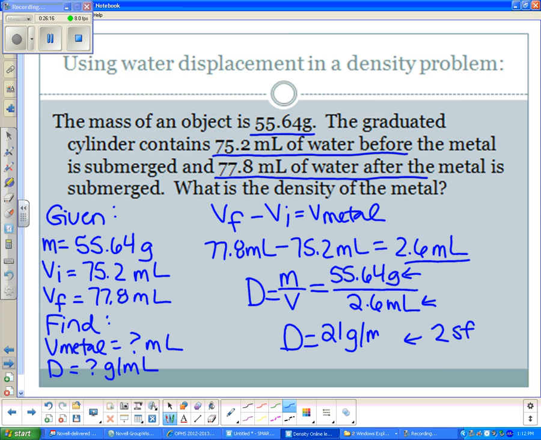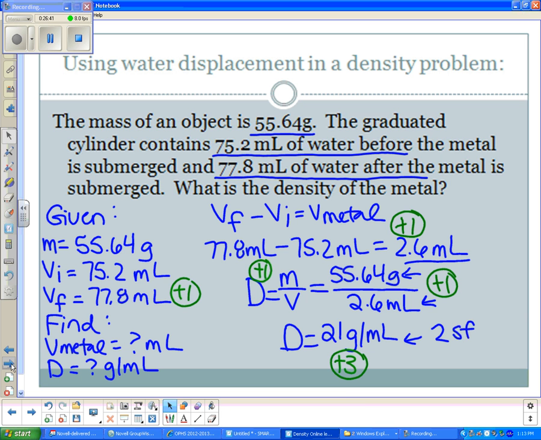grams per milliliter. Once again, point totals for this. 1 point over here for the given and find. 1 point for showing me how you found the volume of the metal. A point for the density equation. A point for plugging it in. And 3 points for your final answer, unit, and sig figs.